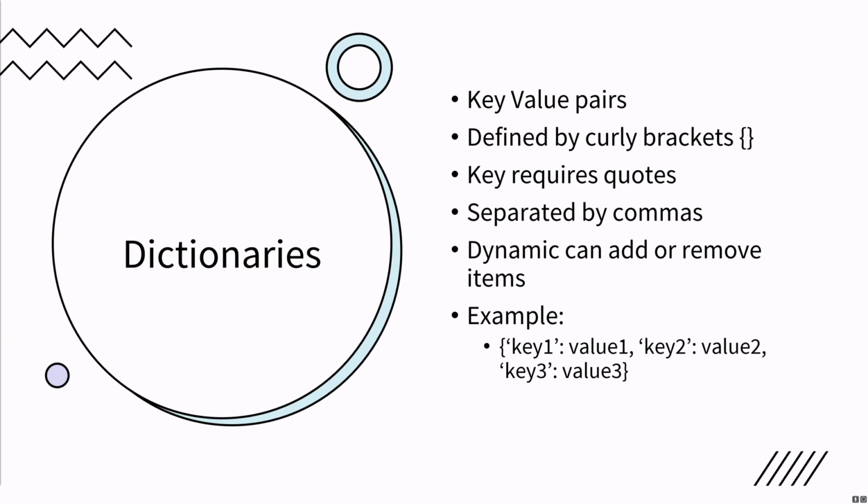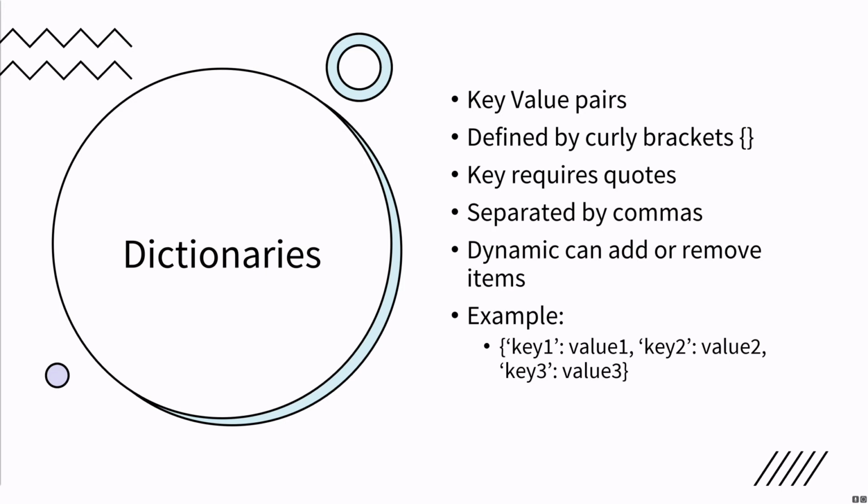Dictionaries. Dictionaries are another way for us to form or structure our data. The difference is they use key-value pairs where the key is mapped to a specific value, allowing you to call the key as opposed to a list where you would have to call the number. They're defined by curly brackets. Keys require quotes. They are separated by commas. Also, dictionaries can be dynamic. You can add keys and values. You can update a key with another value.